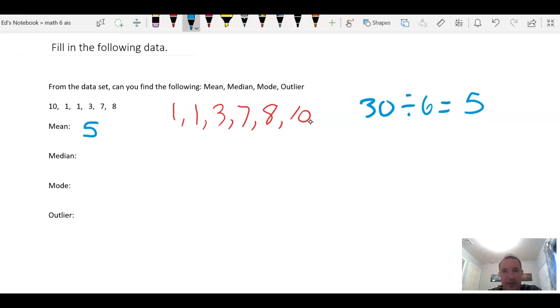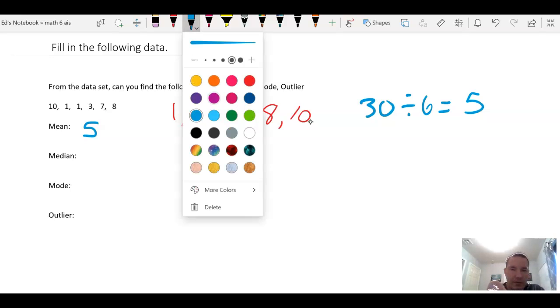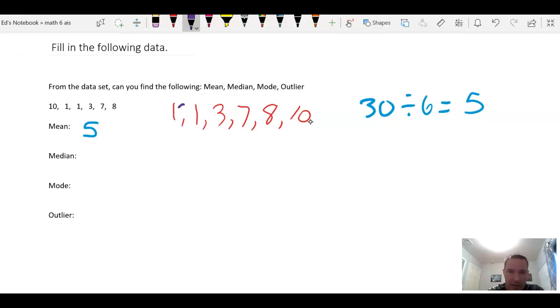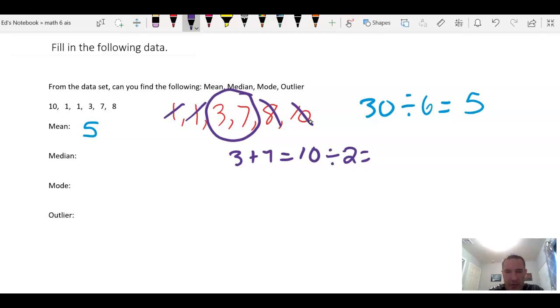Now the median. Once again, we're going to put them in order from least to greatest, and then we're going to cross out the smallest and the biggest. In this case, we have 2 middle numbers, 3 and 7. So how do we find the median? Well, we add up: 3 plus 7 equals 10, and then 10 divided by 2 is 5. Oh, look, we got 5 for the mean and 5 for the median. I'll come back to that in a minute.